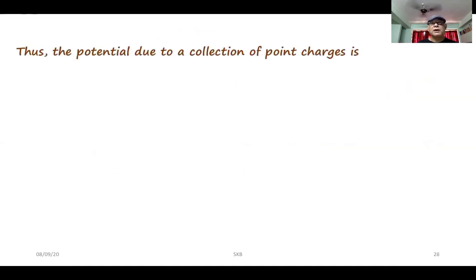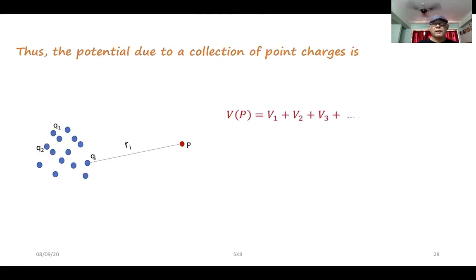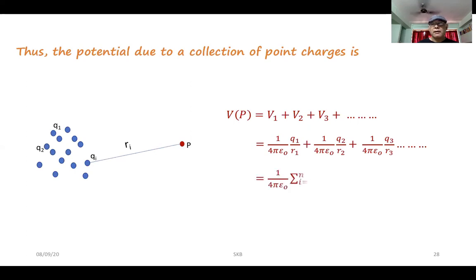Thus, the potential due to a collection of point charges is V1 plus V2 plus V3 plus so on, equal to 1 by 4 pi epsilon naught Q1 by r1 plus 1 by 4 pi epsilon naught Q2 by r2 plus 1 by 4 pi epsilon naught Q3 by r3 and so on, equal to 1 by 4 pi epsilon naught summation from i equals 1 to n, where n is the total number of point charges present, Qi by ri.